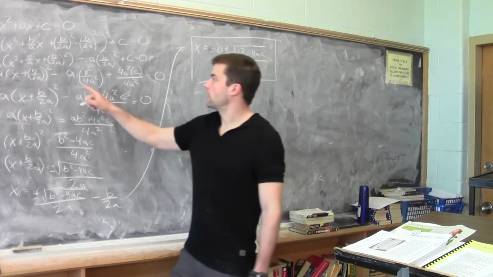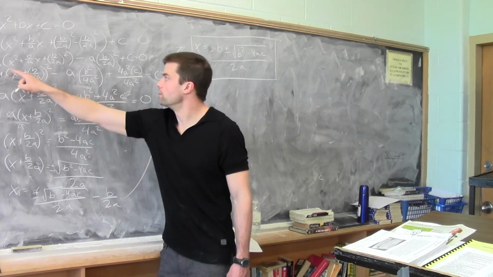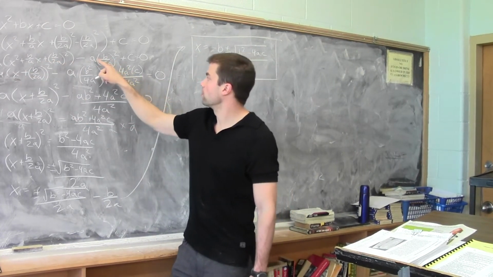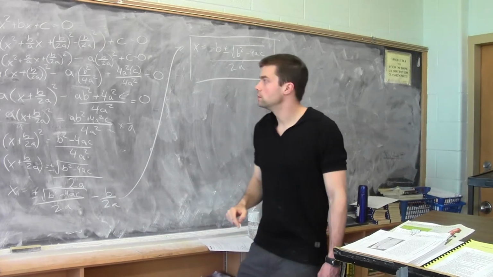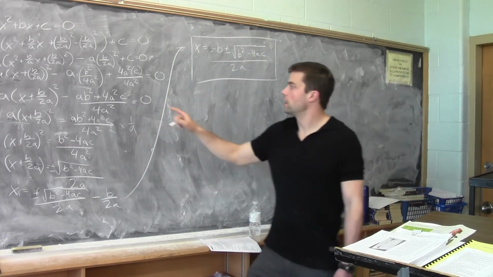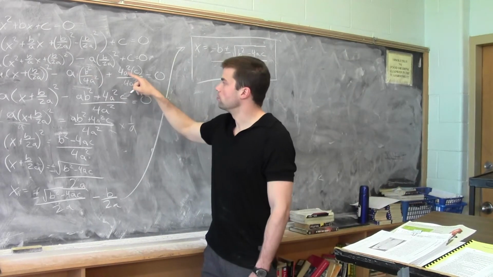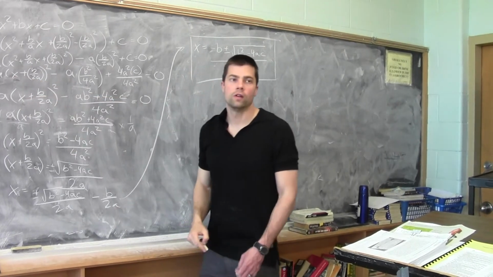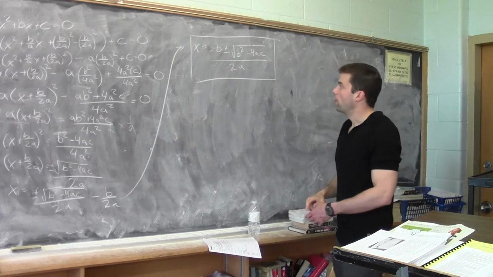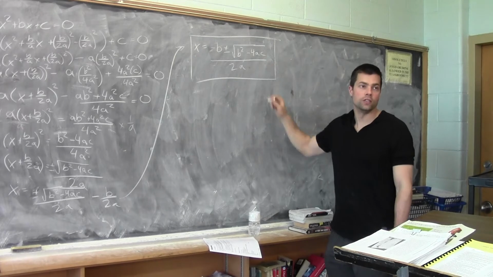You could have actually factored this a out up here. It might have been simpler to take the a out originally, because you can see the a is all common here: a in the numerator, a in the numerator, a in the numerator. Any questions? That's our final equation.